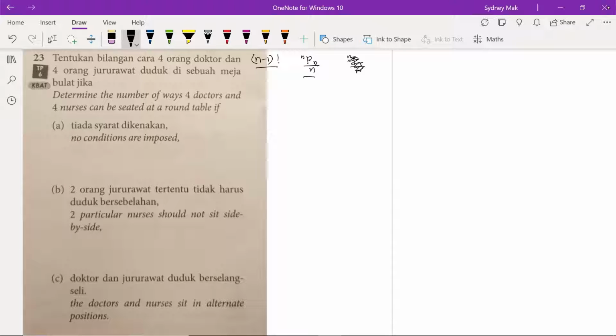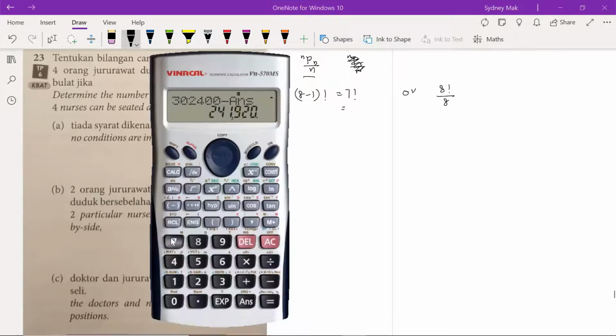Now, when no conditions are imposed, 8 of them, so we just arrange, so 8 minus 1 factorial. That will be 7 factorial. Or if we were to use the formula nPn divided by n, that will be 8 factorial divided by 8. If you expand the 8 factorial, it becomes 8 times 7 factorial. When you divide by 8, you get back 7 factorial anyway. So let's just use the calculator. Okay, 7 factorial. The answer is 5,040.